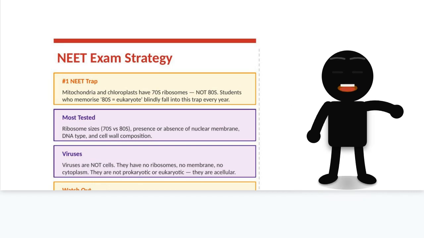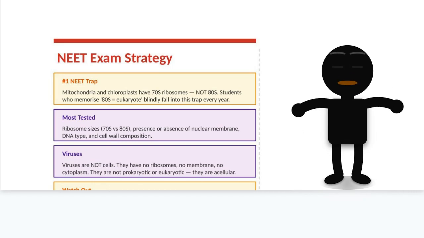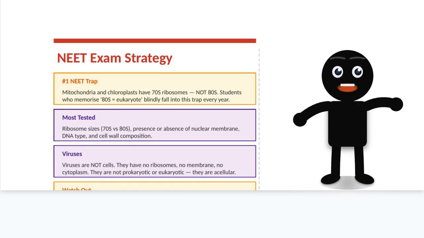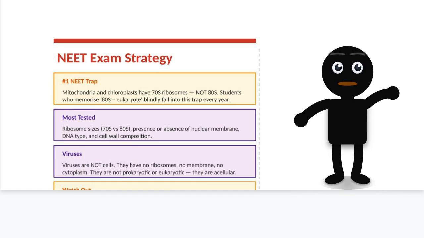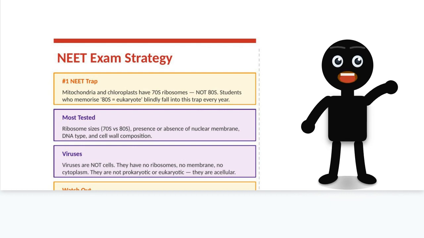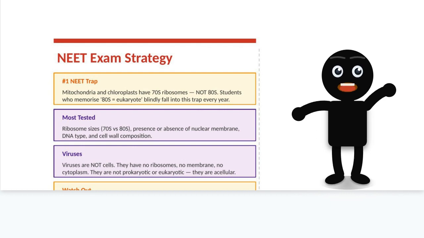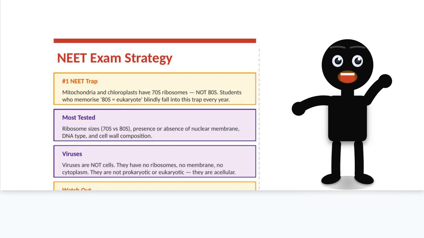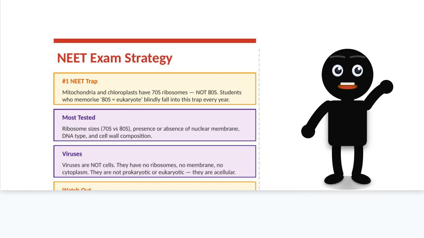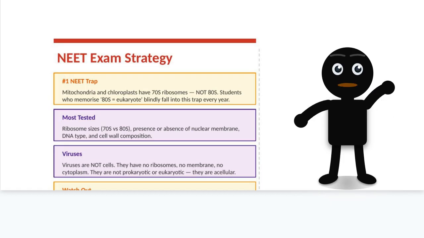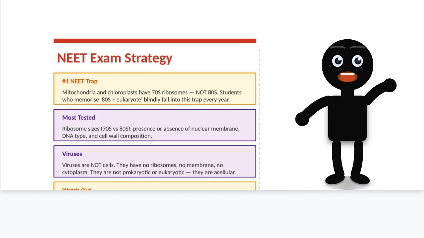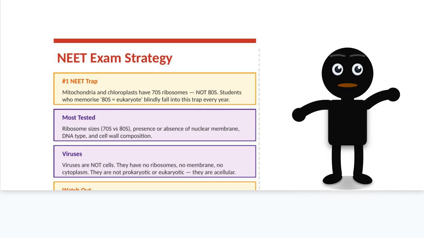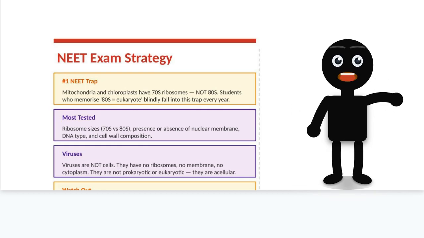Here are the most important exam tips for this topic. The single biggest trap in this chapter is the ribosome question. Many students memorize the rule: prokaryotes have 70S, eukaryotes have 80S. Then NET asks, what is the ribosome size in mitochondria? The answer is 70S, because mitochondria and chloroplasts evolved from prokaryotic ancestors and retained their 70S ribosomes.